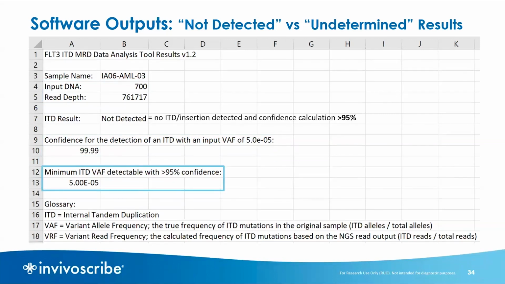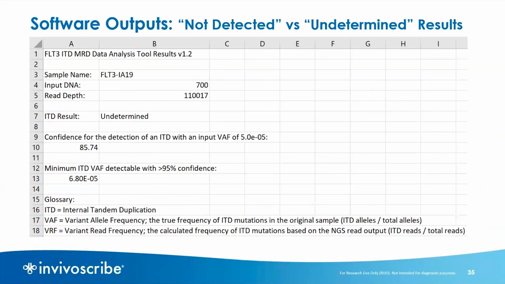The software also provides this value here, which is the minimum ITD VAF detectable with greater than 95% confidence, and it's 5e-5. So this value is actually the lower limit for the software to report, and that's because this was the limit of detection we validated for use in our clinical lab, LabPMM, but this value could theoretically be lower from the software.